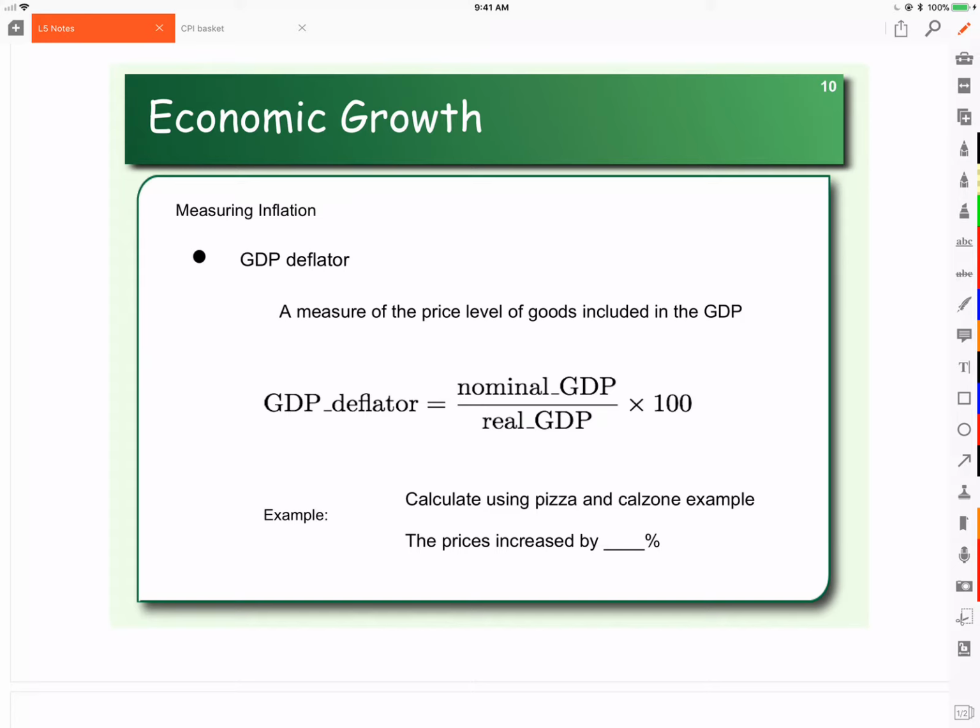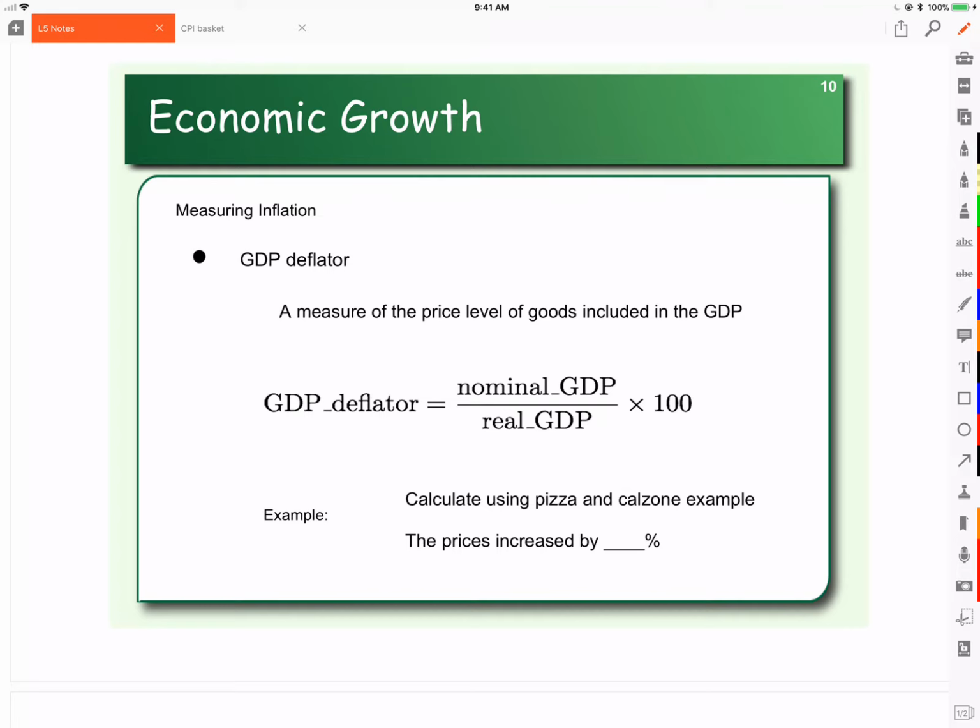Now let's look at how we measure inflation. So real GDP was all about taking out inflation, but how do we figure out how much inflation there is to start with? Well, there are two ways to measure inflation. One is called the GDP Deflator, and one uses a price index like the Consumer Price Index. So let's look at each of these and how we would calculate them.